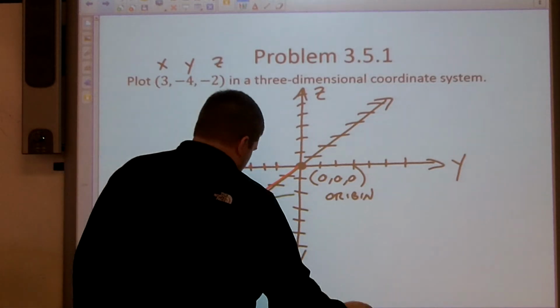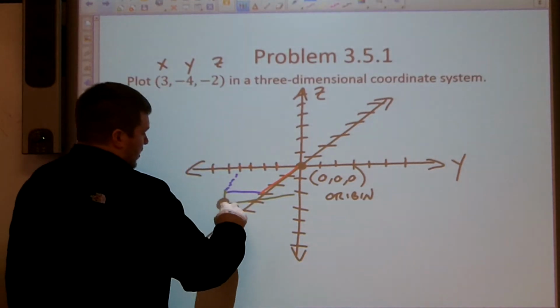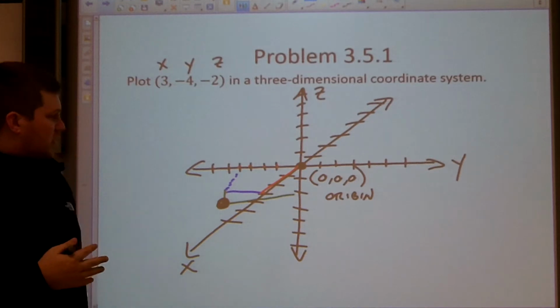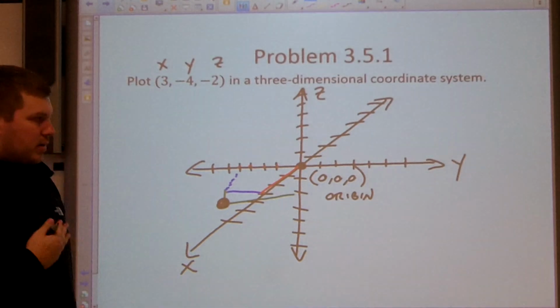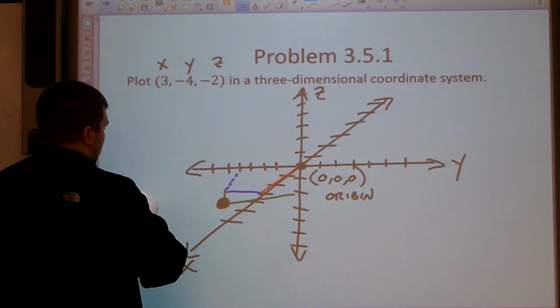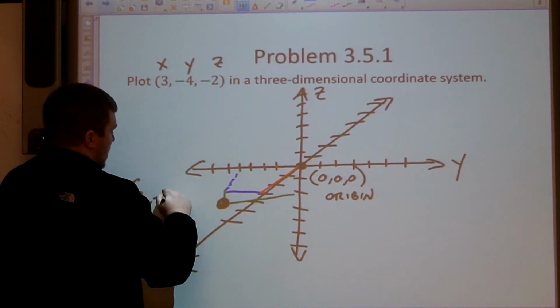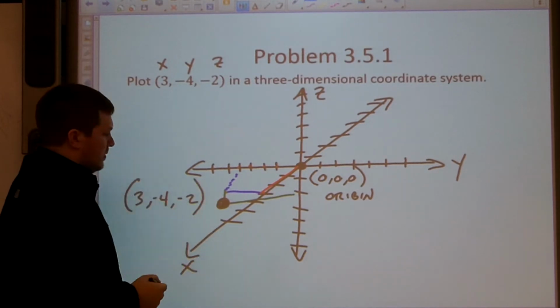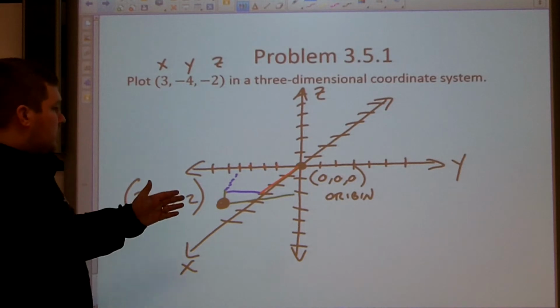All right, so my new point lives approximately right here in this space. That's kind of hard to tell because we're doing it by hand. There are computer software programs that can graph this nicely, but you get the idea of what we did. Okay? So that's that.